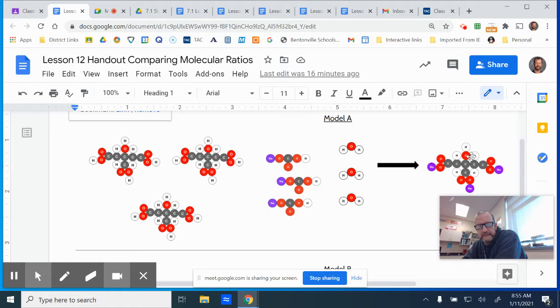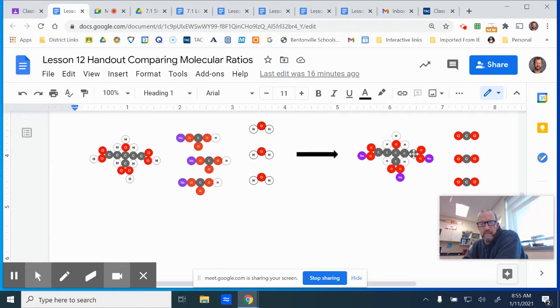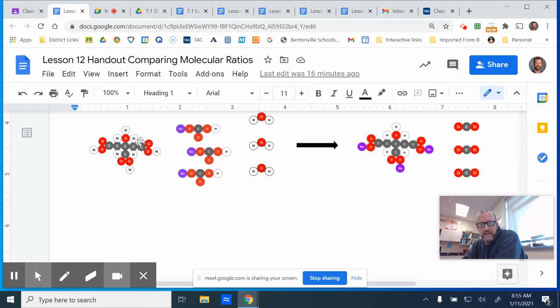1 molecule. And you know something? I've even forgot what the name of this molecule is. I'll have to come back and find out the name of this molecule in just a minute. But if we look at Model B, we can see it only takes 1 molecule of citric acid, 3 molecules of baking soda, and 3 molecules of water, and I'm producing 3 molecules of carbon dioxide.